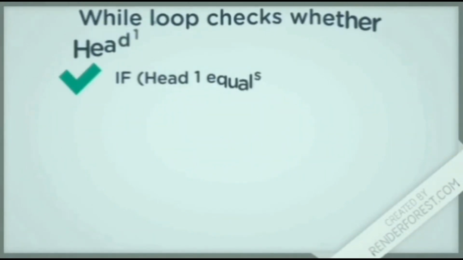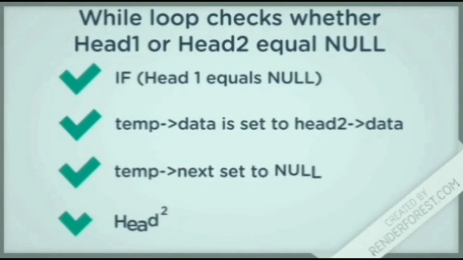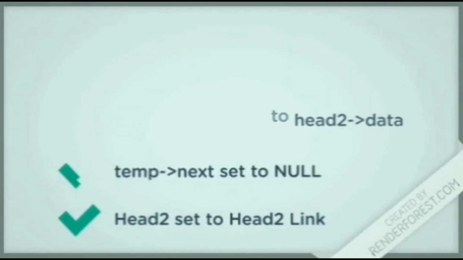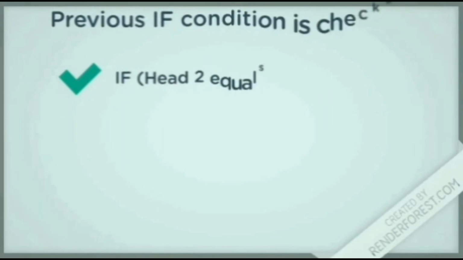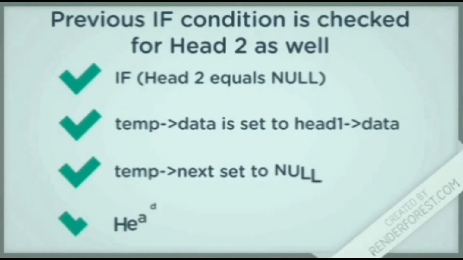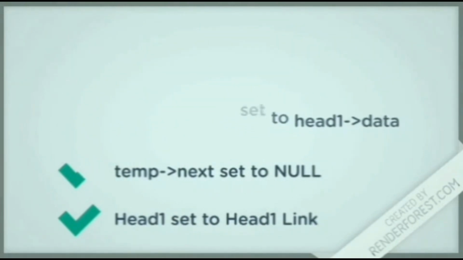While loop checks whether head 1 or head 2 equals null. Inside the loop, if head 1 equals null, temp of data is set to head 2 of data, temp of next is set to null, and head 2 is set to head 2 of link. The previous if condition is checked for head 2 as well. If head 2 equals null, temp of data is set to head 1 of data, temp of next is set to null, head 1 is set to head 1 of link.